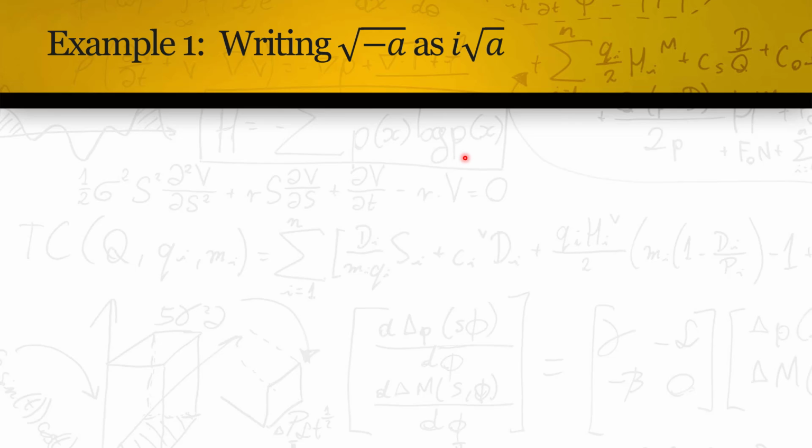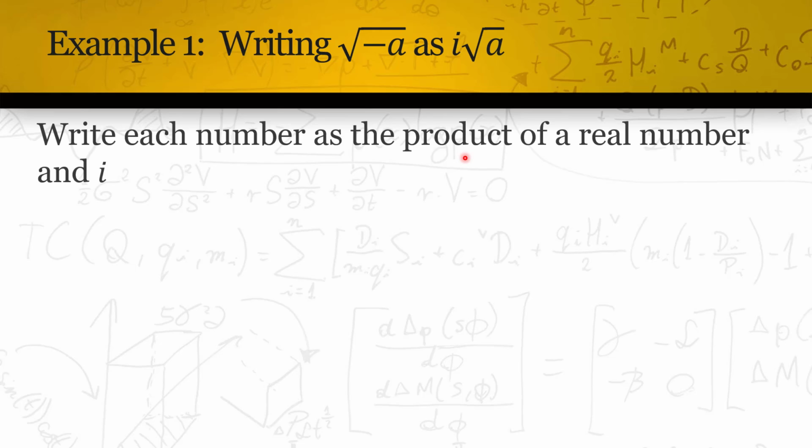First thing that we're going to need to do is talk about how to express complex numbers, or how to write each number as a product of a real number times i. And here we have the square root of -48. Okay, so how do we write this? Well, we can rewrite the square root of -48 as the square root of -1 times the square root of 48. The square root of -1 is i. So whenever you see a negative, replace it by an i, and then you have a positive square root.